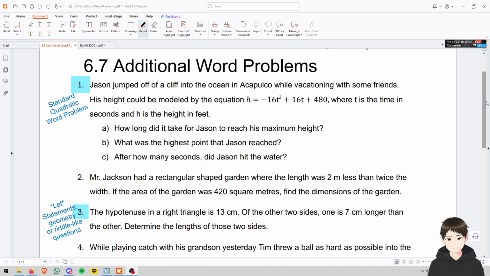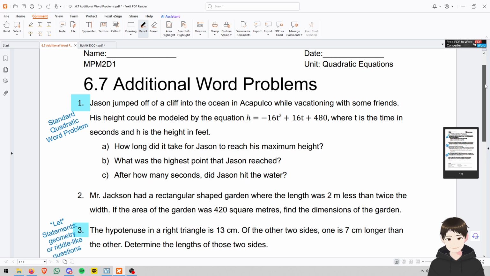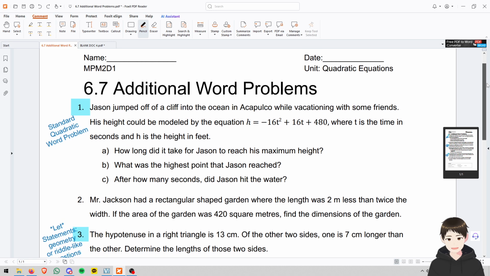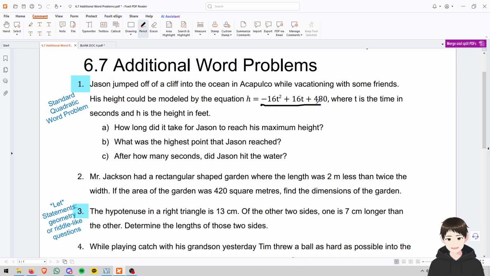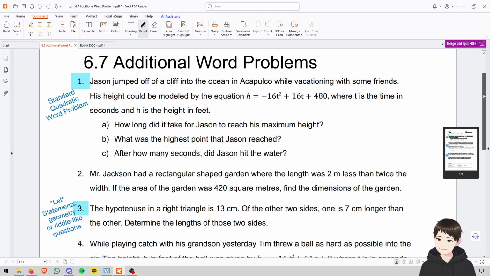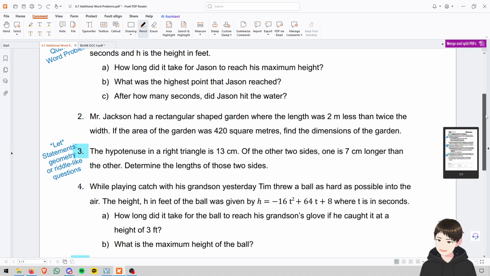Okay? 6.7. Basically, by this point in time, we have all the tools we need to navigate any kind of question that is quadratic. All right, so we're going to try some. There are 7 questions in total, and I'd like you to try 1, 3, and 5 with me because they sort of summarize the kind of questions you might see.